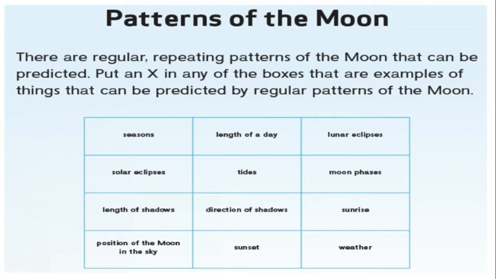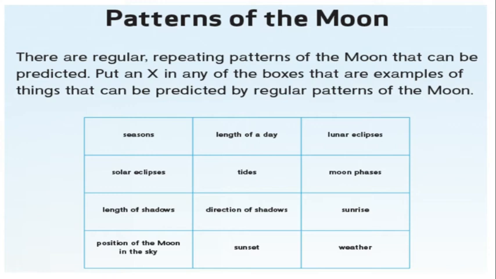So I'd like you to take a look at our page called Patterns of the Moon on the screen. And it says there are regular repeating patterns of the moon that can be predicted. Put an X in any of the boxes that are examples of things that can be predicted by regular patterns of the moon. So first, boys and girls, I'm going to read the words or phrases in each of the boxes. And then you're going to make some predictions of which of the words in the boxes can be predicted by regular patterns, okay? And then we're going to explain our thinking on the next slide.